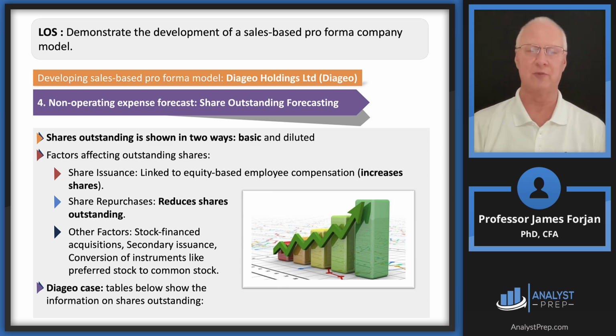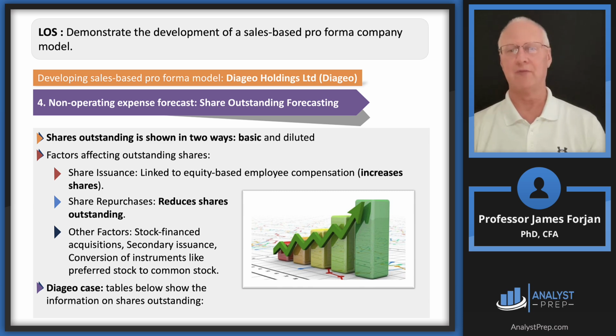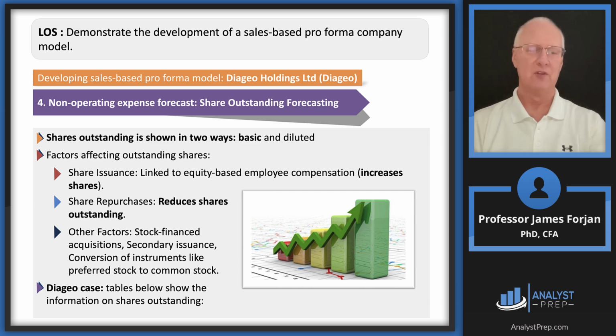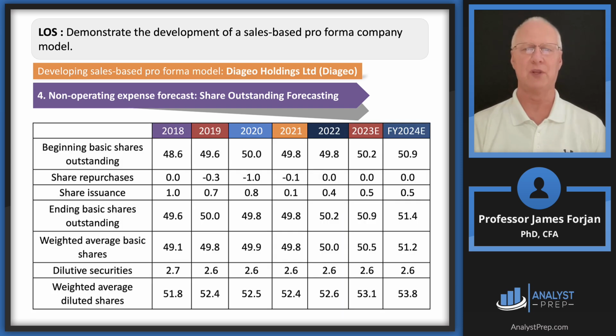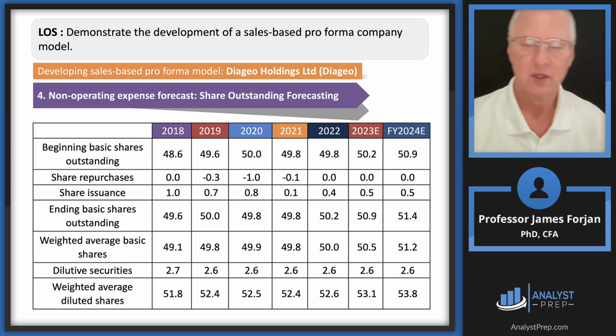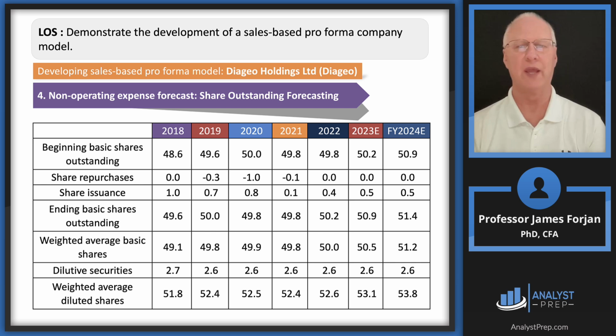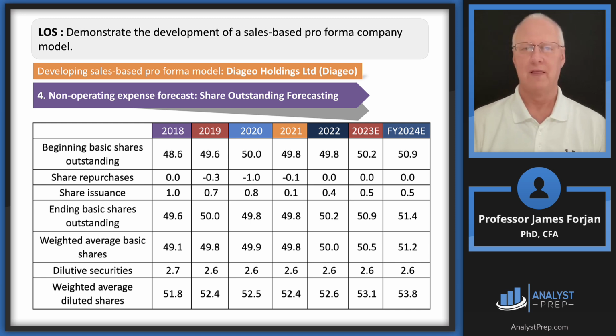That should be super obvious. But we'll probably have some of those things in there. So look down at the bottom. The tables below show the information on the shares outstanding. So here we go. We start with 48.6. We end in 2022 with 49.8. So we're expecting 50.2 and 50.9.